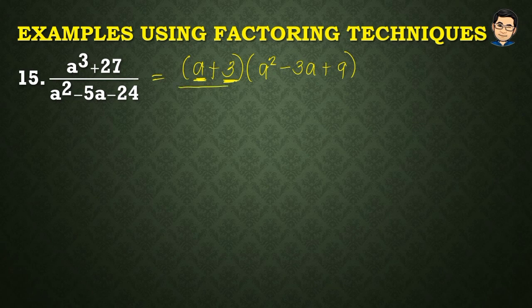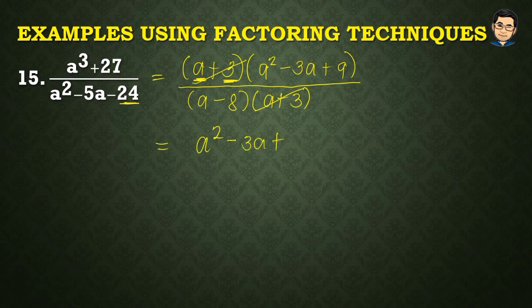Next. So, what are the factors of negative 24 that will give the sum equal to the coefficient of the middle term? So, negative 5 dapat ang makuha natin. So, a minus 8 tsaka a plus 3. So, ayan. And then, cancel natin yung mga common terms, a plus 3, tsaka a plus 3. Tapos, sulat natin yung natira, a squared minus 3a plus 9 all over a minus 8.